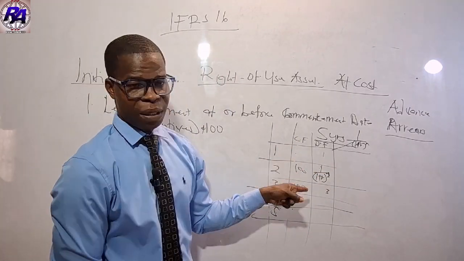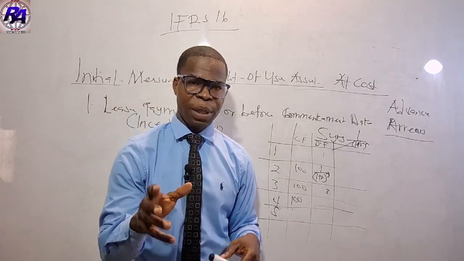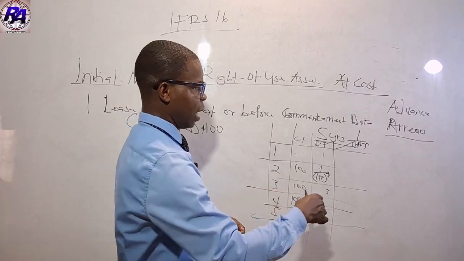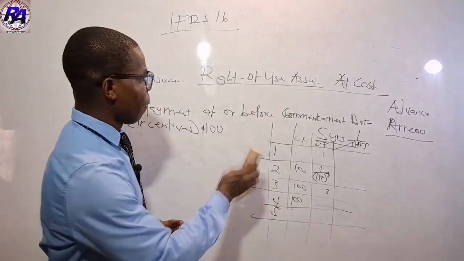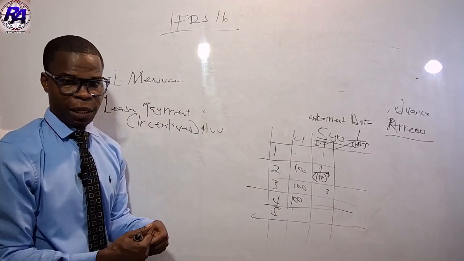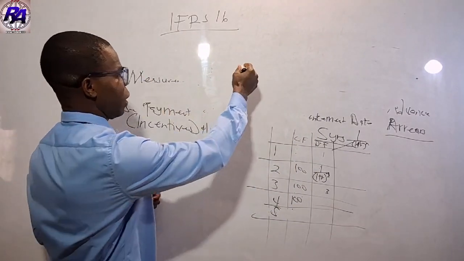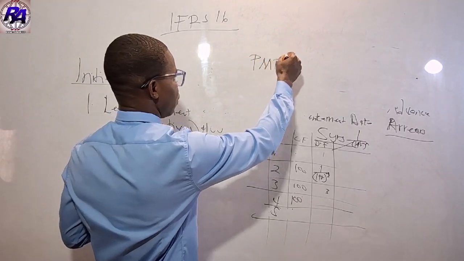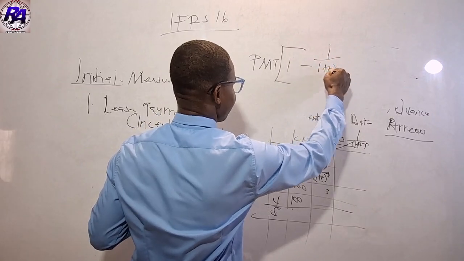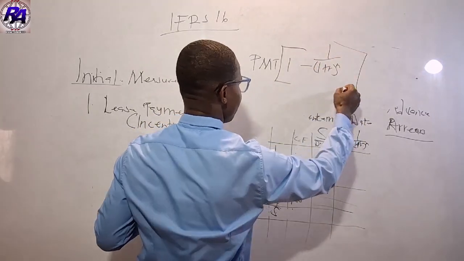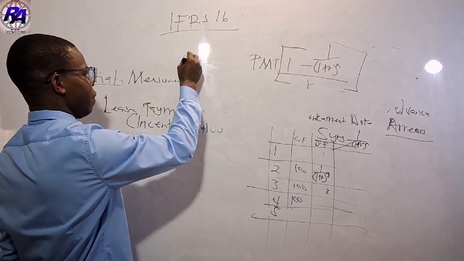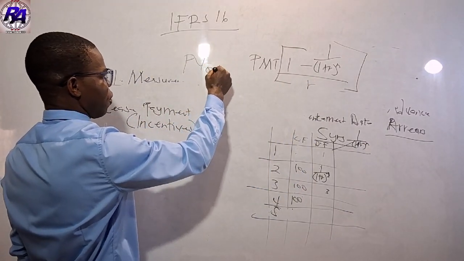Remember that with this discounting factor, we can also use the present value of an annuity. If the payments are the same, we can use the present value of an annuity, which says that I use the present value of an annuity when the annual payments are the same or the periodic payments are the same. In this case, your periodic payments should all be multiplied by 1 minus 1 divided by 1 plus R raised to the power N. All these should be divided by your R. So this is the present value of an ordinary annuity formula.